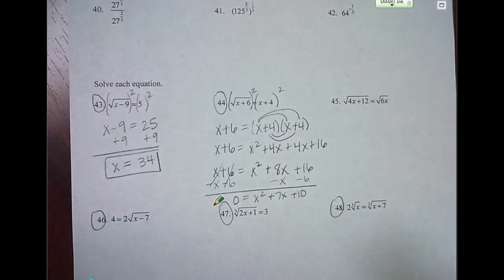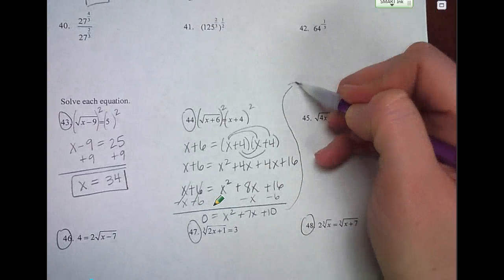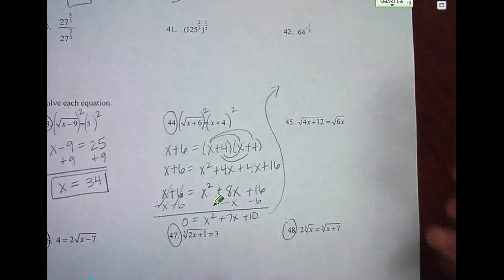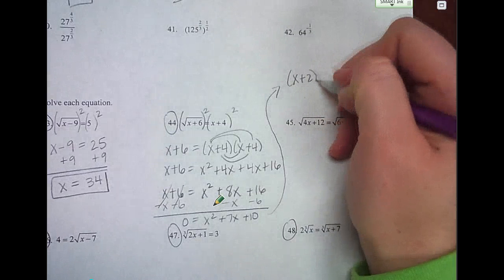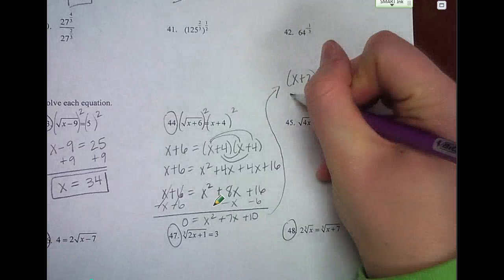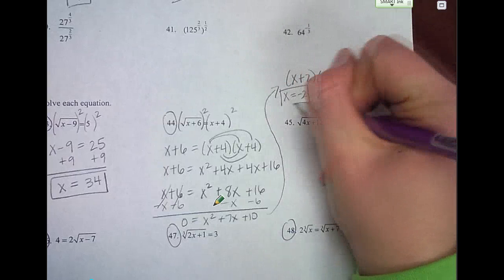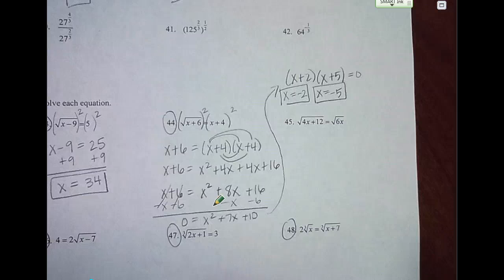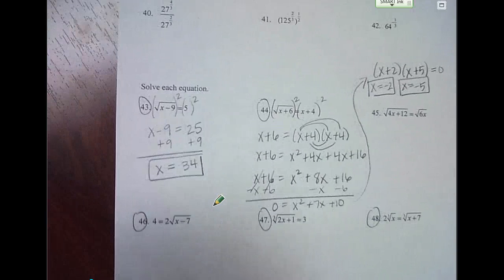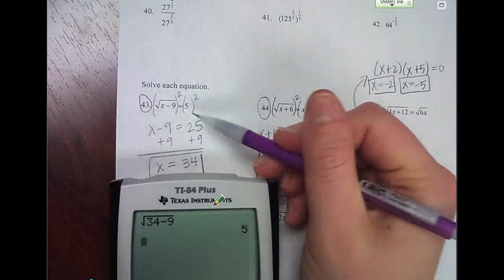And now we're going to factor. So that factors to be x plus 2 and x plus 5. So x equals negative 2 and x equals negative 5. Now we want to check those. I should have checked this first one too, number 43. So if I plug in 34 back where x is, minus 9, I get 5, and on the right-hand side I had 5, so that worked.